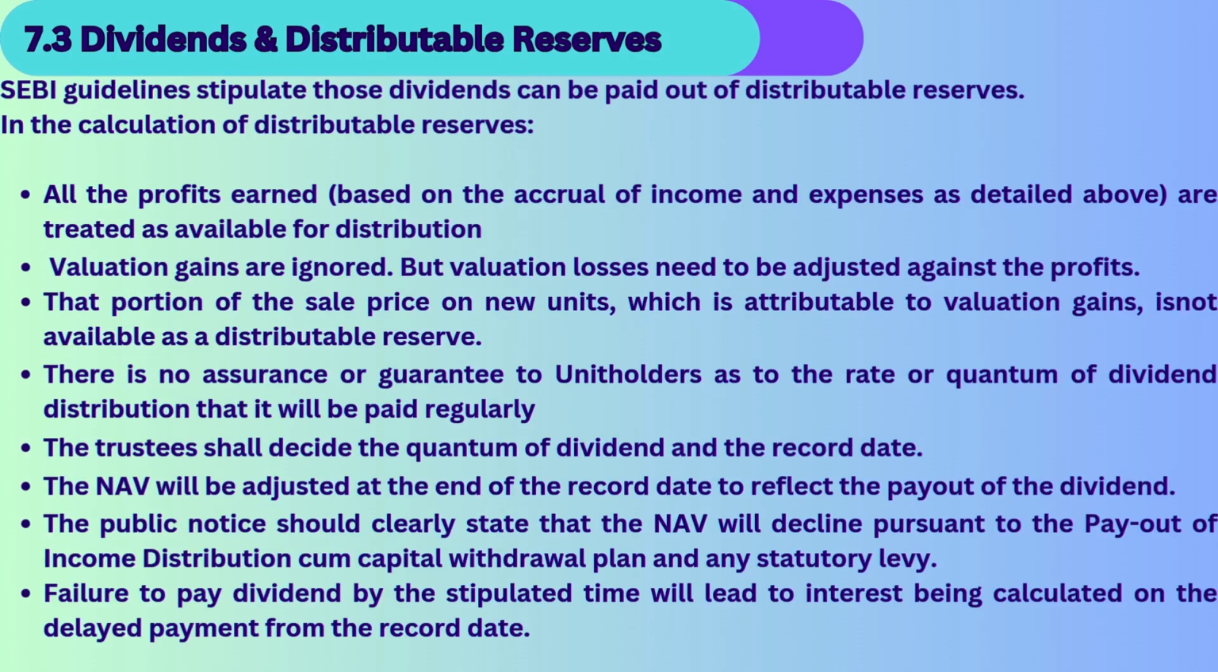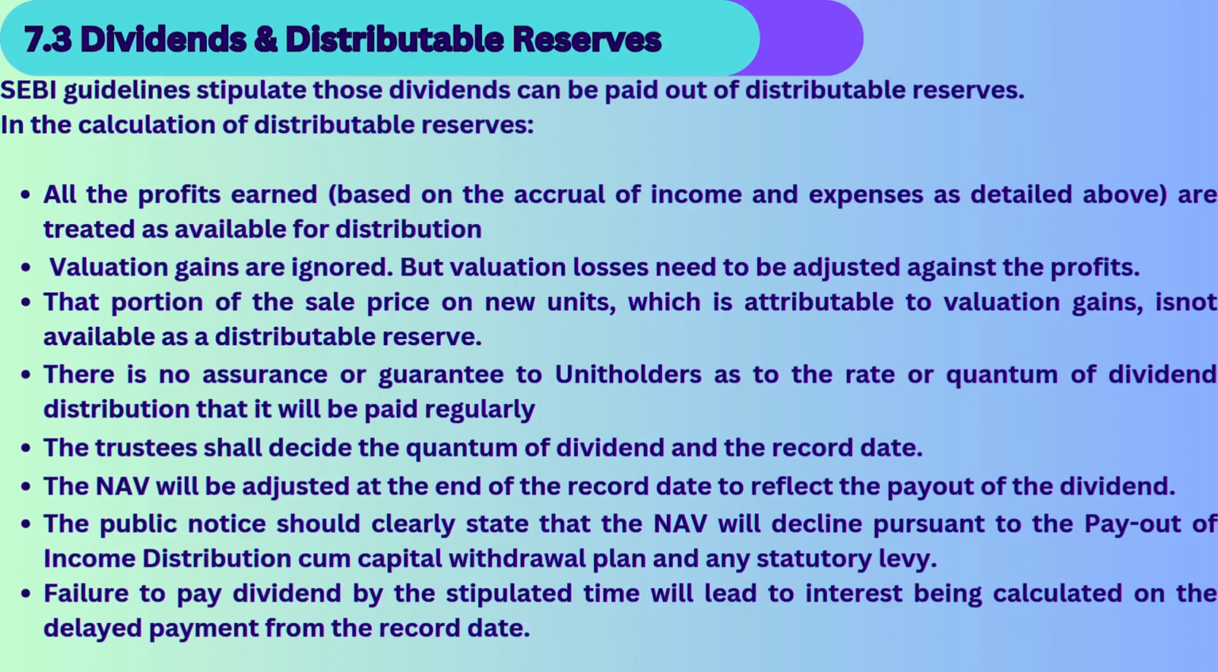Now let us discuss the dividends. SEBI guidelines stipulate that dividends can be paid out of distributable reserves. In calculation of distributable reserves, all the profits earned based on the accrual of income and expenses, as detailed, are treated as available for distribution. Valuation gains are ignored, but valuation losses need to be adjusted against the profits. The portion of the sale price on new units which is attributable to valuation gains is not available as a distributable reserve. There is no assurance or guarantee to unit holders as to the rate or quantum of dividend distribution, or that it will be paid regularly.